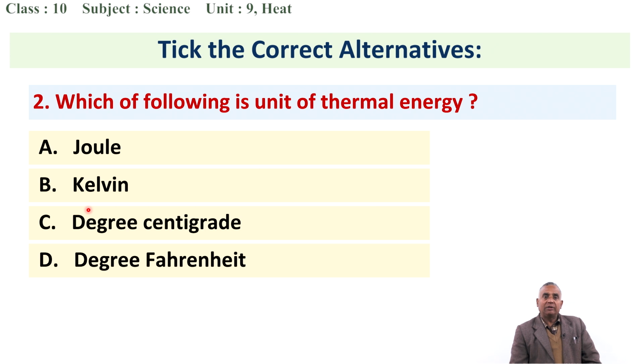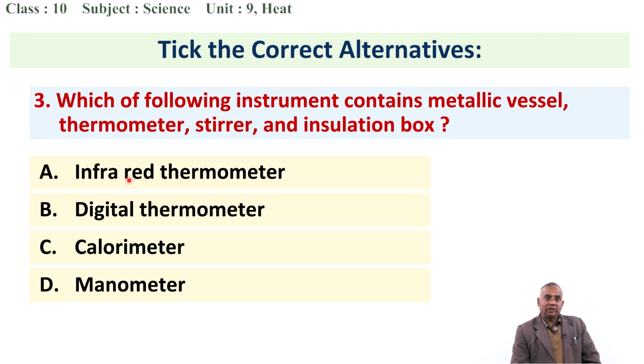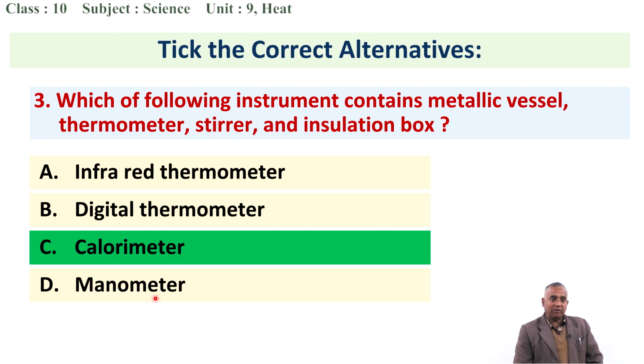Now next question, which of following is unit of thermal energy? Joule, Kelvin, degree centigrade or degree Fahrenheit? So only one is of heat and thermal energy both, that is Joule. Next one, which of following instrument contains metallic vessel, thermometer, stirrer and insulation box? Infrared thermometer, digital thermometer, calorimeter or manometer? So yes, you are correct, that is calorimeter.